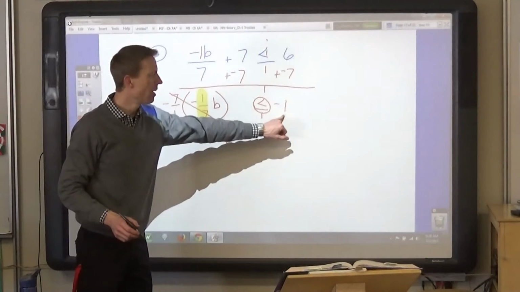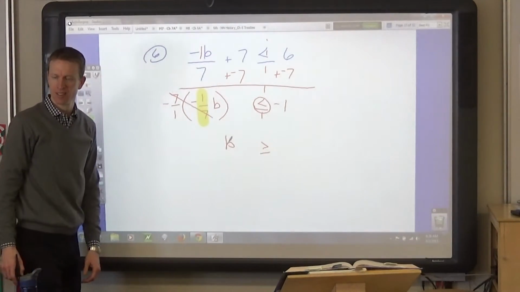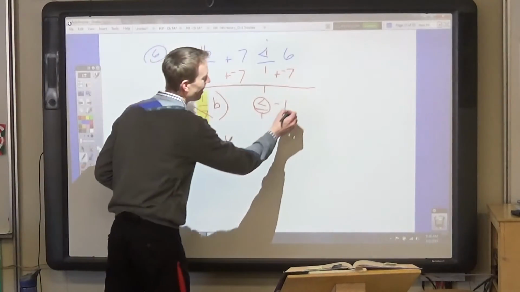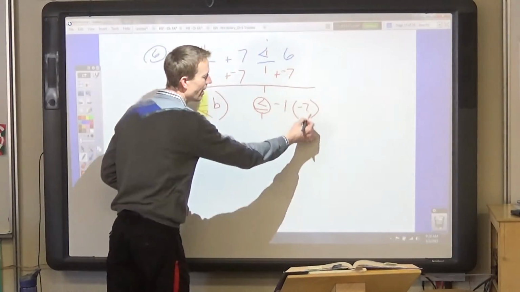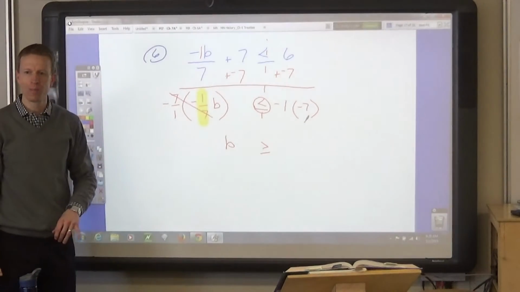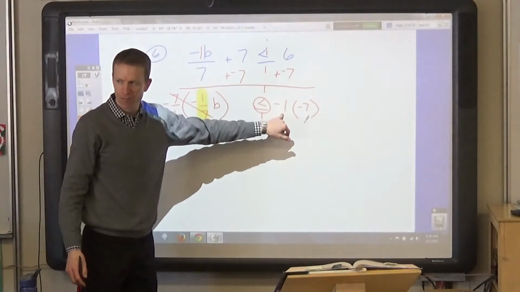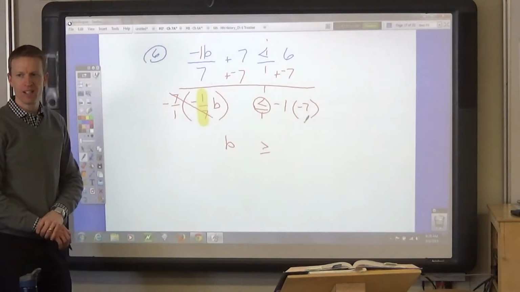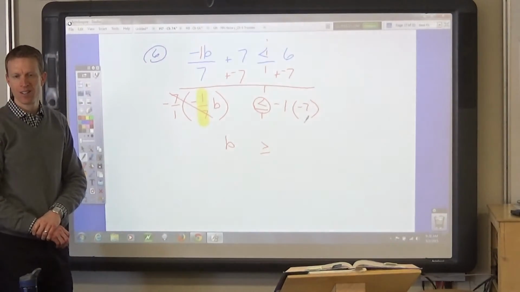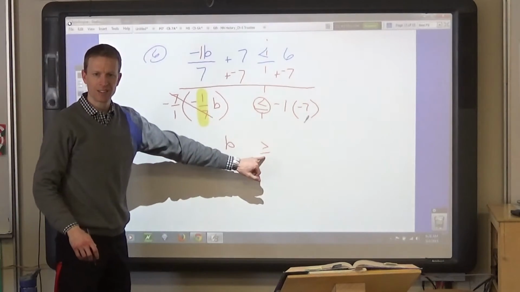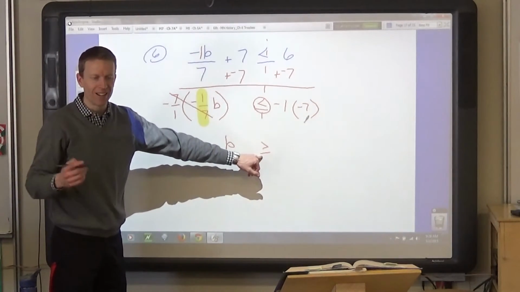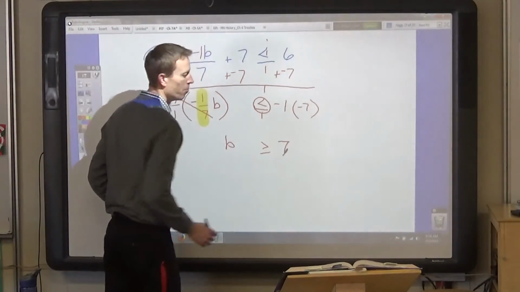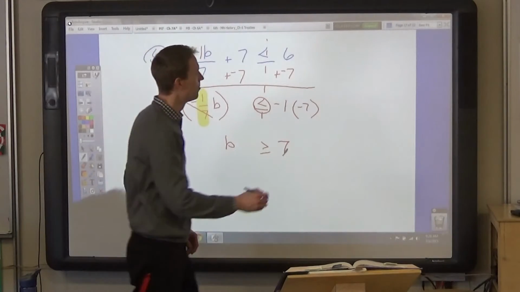Now, what should we multiply by on the other side? Negative 7 again. Do we need to write it over 1? No, because we're not multiplying by a fraction. So what is b? What's this sign? B is greater than or equal to 7.